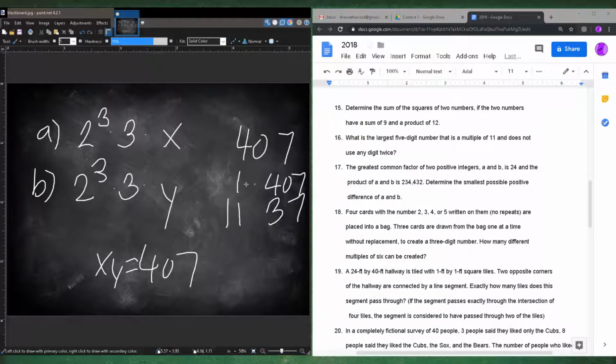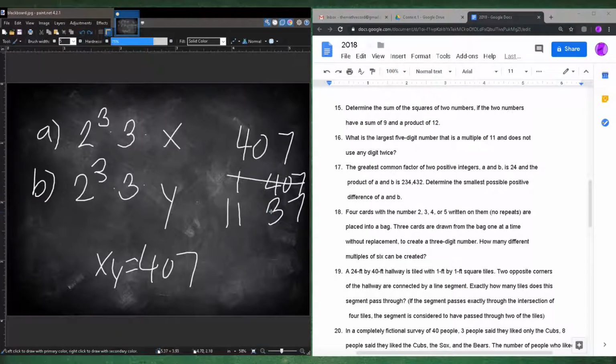It's not going to be 1 and 407, because they say determine the smallest possible difference. If you have 1 here or 407 here, or you can have vice versa, where it's just 1 here and 407. It kind of doesn't matter because these numbers are basically the same anyway. So the difference is going to be really big because 407 is so far away from 1.